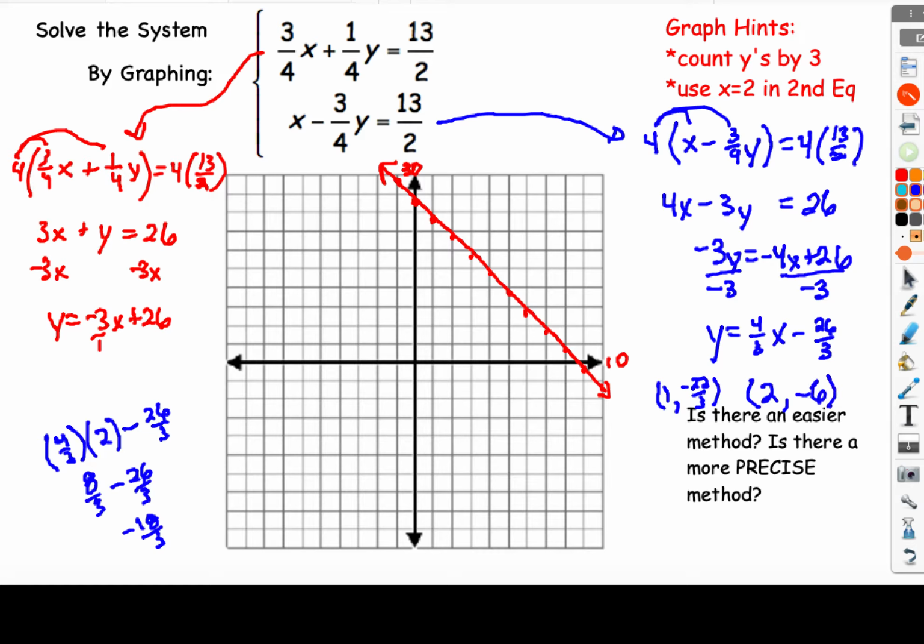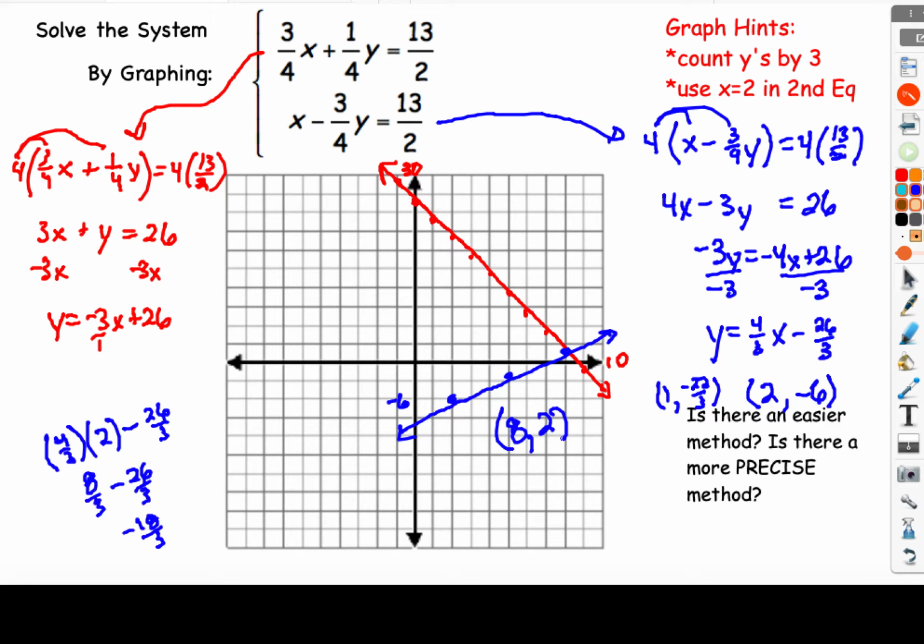2, negative 6. Now remember, we're counting by 3s in the y direction, so negative 6 is actually just the second line down. We're going to be right about here. Then using my slope of 4/3, I could go up 4, right 3. Up 1, 2, 3, 4, right 1, 2, 3. I think that gives me a pretty decent point. Looks to me like our solution is going to be 8, and we're up 2.